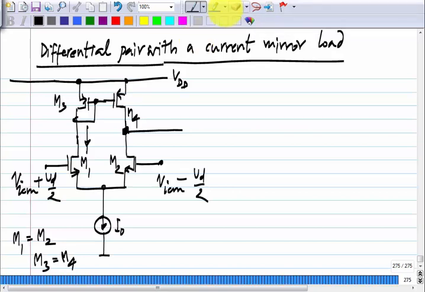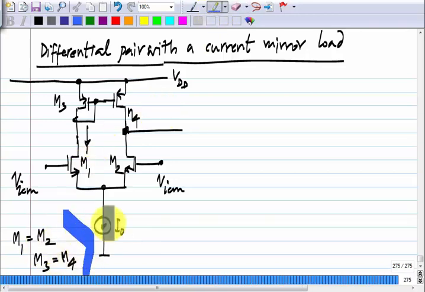But before we get to all of that negative feedback loop and so on, let us say I bias it like this. The gates of M1 and M2 are connected to VICM, the same voltage, and it is in open loop, like this. Let us assume that the transistors are exactly matched.